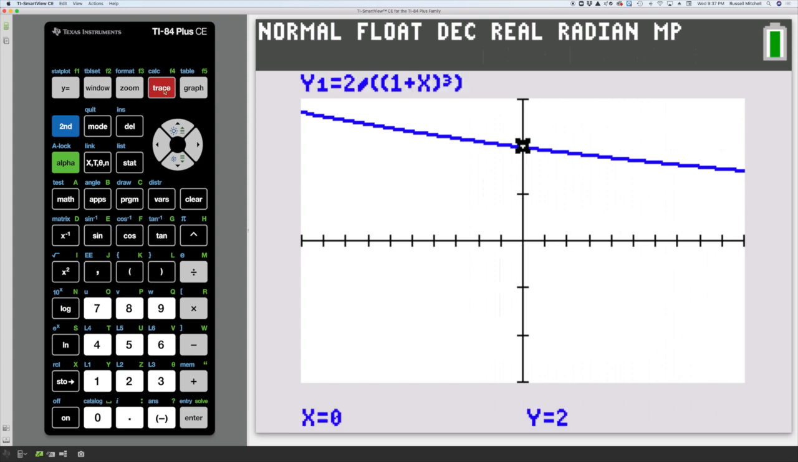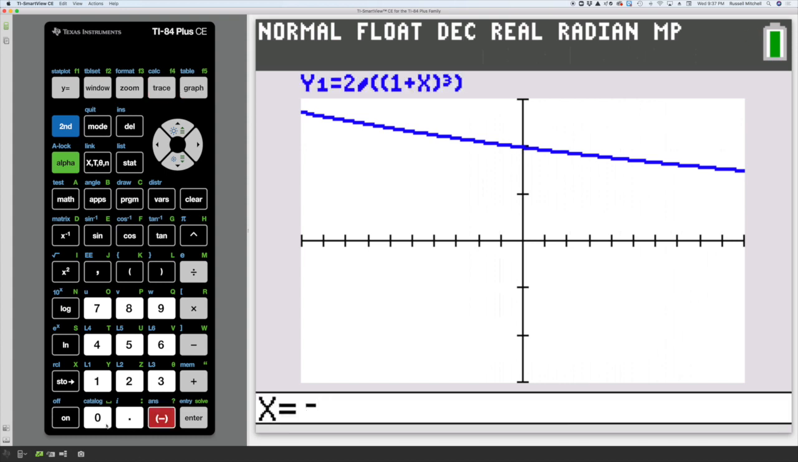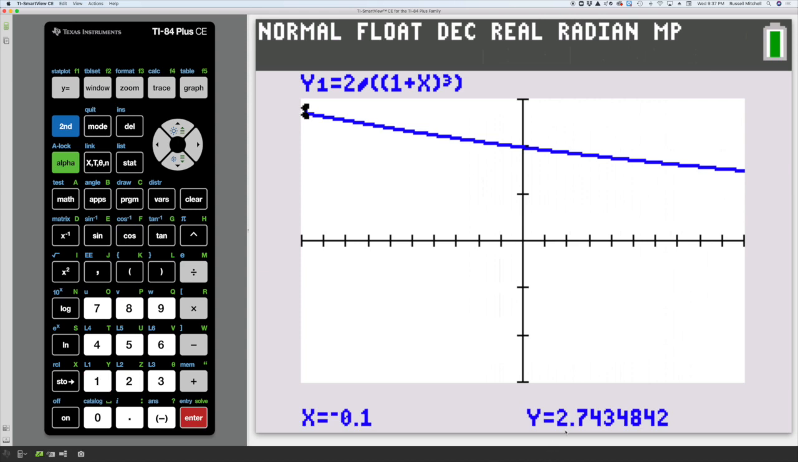You could even trace it and put in -0.1. And see, it's 2.74, right? And as we go down, see how it's getting smaller and smaller? So that's going to be the maximum right there at -0.1.